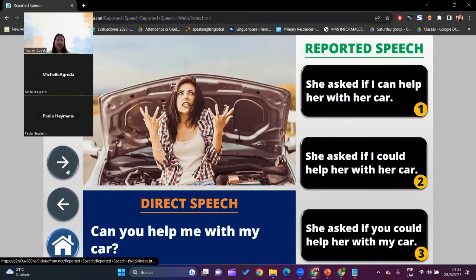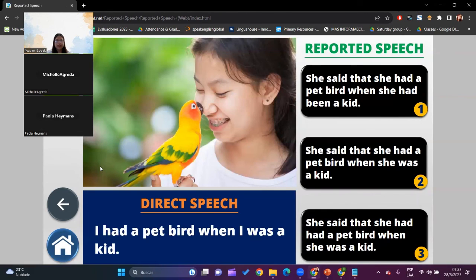Good. Now, what about this one: "Can you help me with my car?" She asked if I could help her with her car. Number two? Okay, good. And that's it.